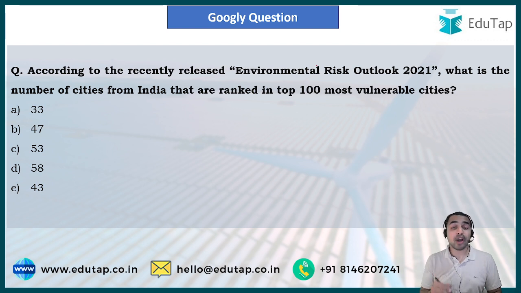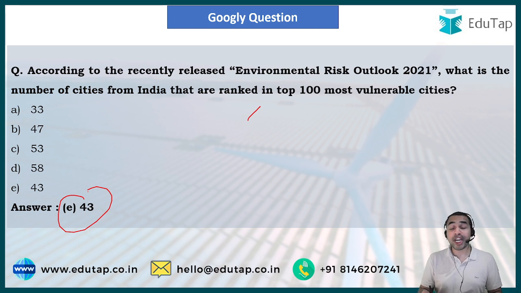And guys, you all are required to answer me this particular question in the comment section below, that what is the number of cities from India which are ranked in the top 100 most vulnerable cities. And guys, the right answer to this particular question is option E, that is 43.